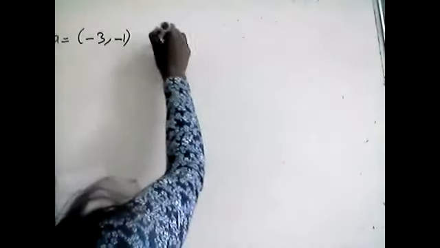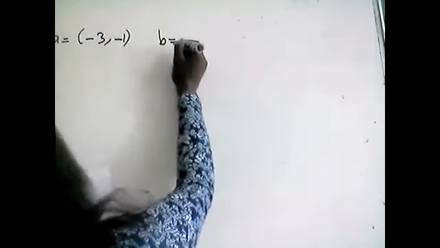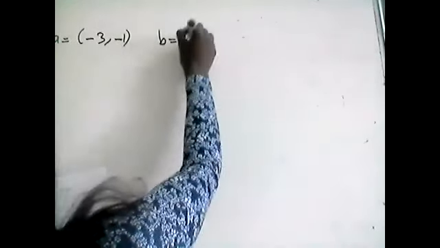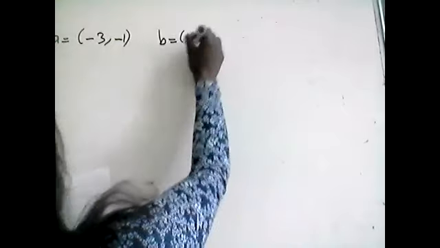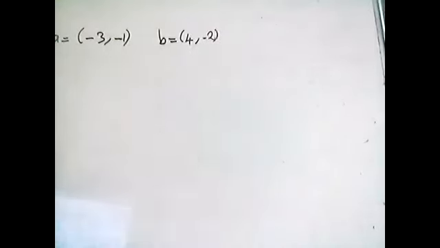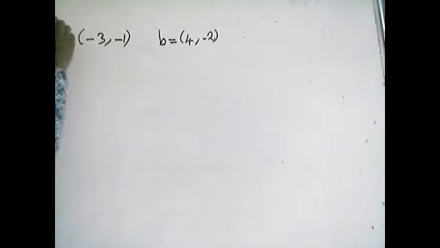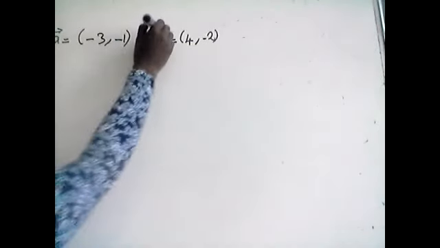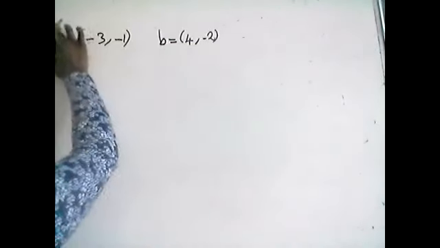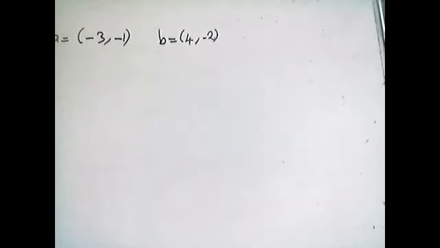We have vector B, which is equal to 4, -2. So we have two vectors. Vector A is equal to this, and vector B is equal to that. We can put an arrow there to show that we're talking about vectors, or we can just leave it like that, but just not say A is a vector, even B.